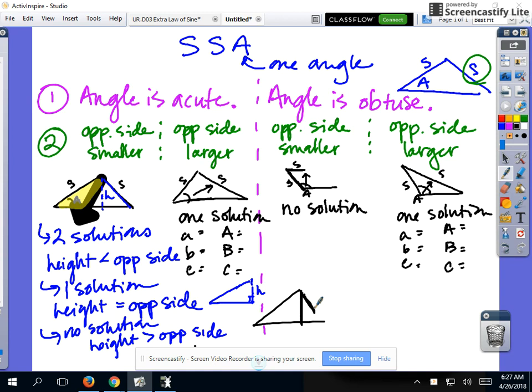So the worst case scenario, work-wise, is if you have an angle that's acute, the opposite side is actually smaller, and then you have this case. You actually have two solutions that you have to write out. So instead of just one of these guys, you have to fill out two of them for the two different types of triangles.